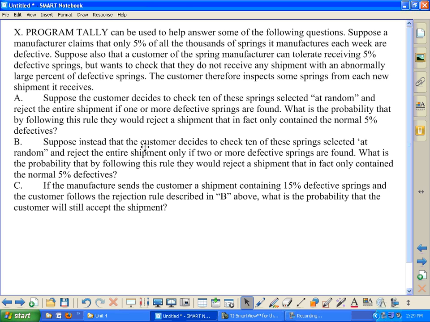So here's a quality control kind of problem. The manufacturer makes springs, 5% should be defective. The customer can tolerate receiving 5% defective, but wants to do a quality control check to make sure they're not getting shipments with too many defective springs. So here's the quality control procedure.